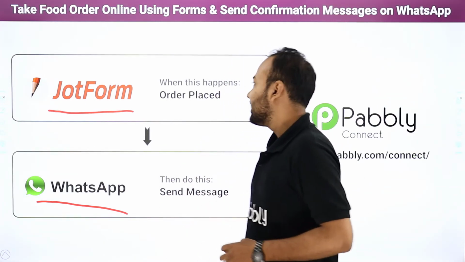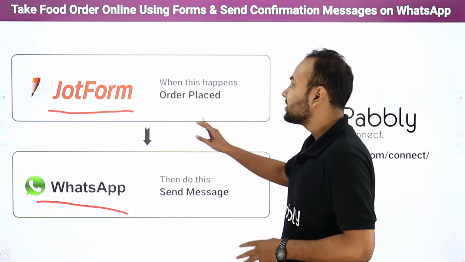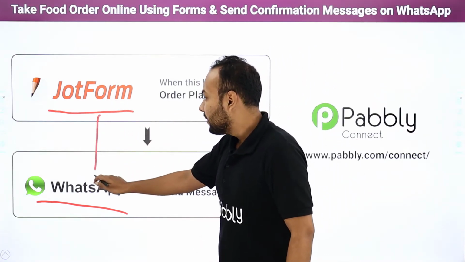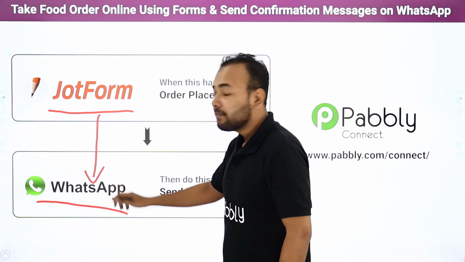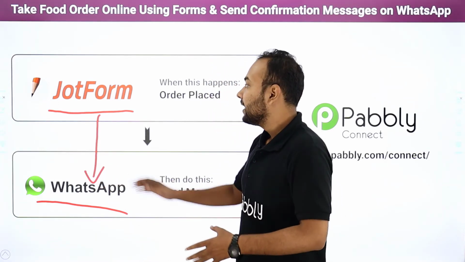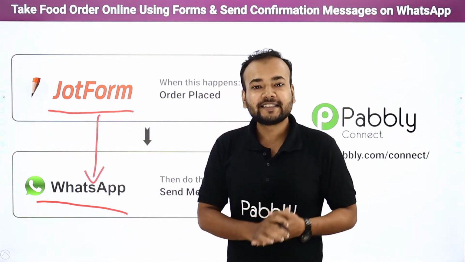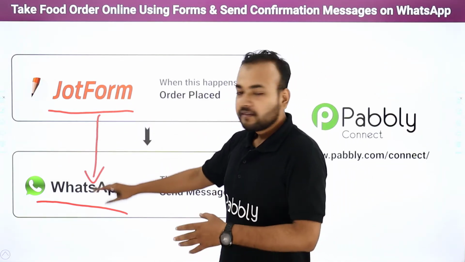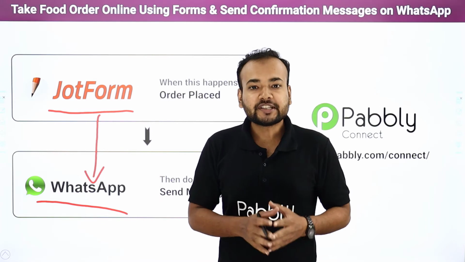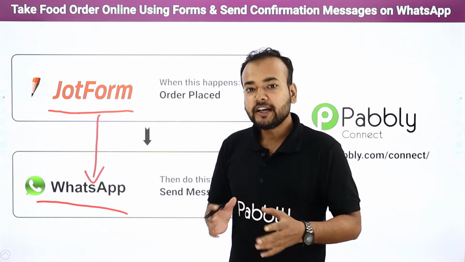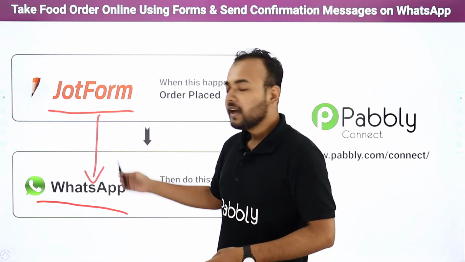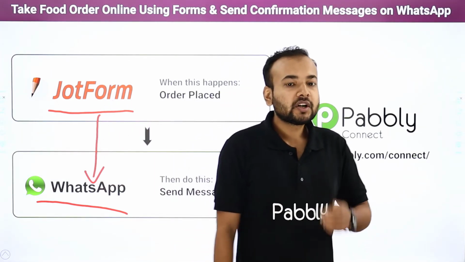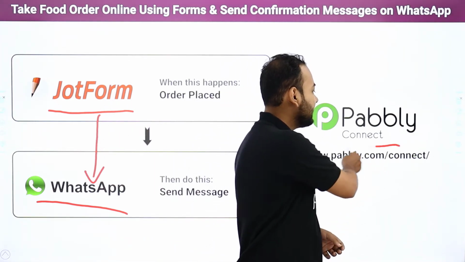What if I tell you that as and when an order is placed on Jotform, a confirmation message gets automatically delivered on WhatsApp to the person who placed this order? Yes guys, this can happen, and this can be done by connecting Jotform with WhatsApp. But the issue is there is no direct connection or integration present between Jotform and WhatsApp. So to connect these two applications, I am using a software called Pabbly Connect.